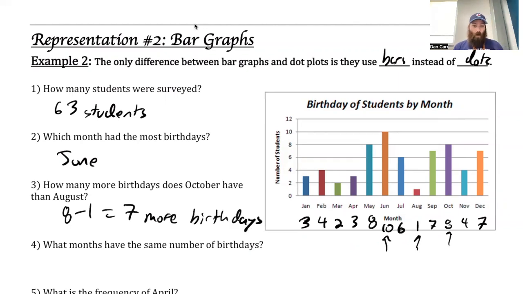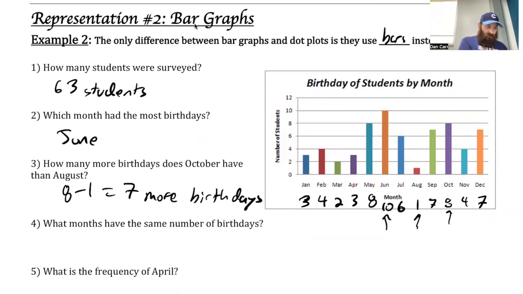Okay. What months have the same number of birthdays? So that's a fun one I have to look at because we've got matching with 3. There's 2 3s here. Looks like there's 2 4s and 2 7s. Okay. So we have January matching with April.